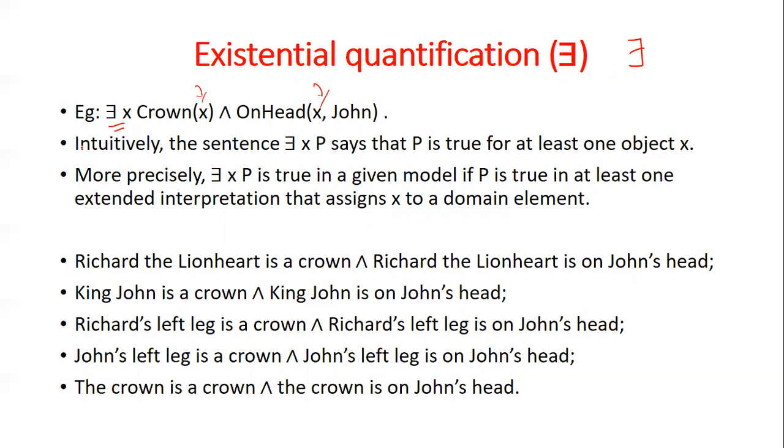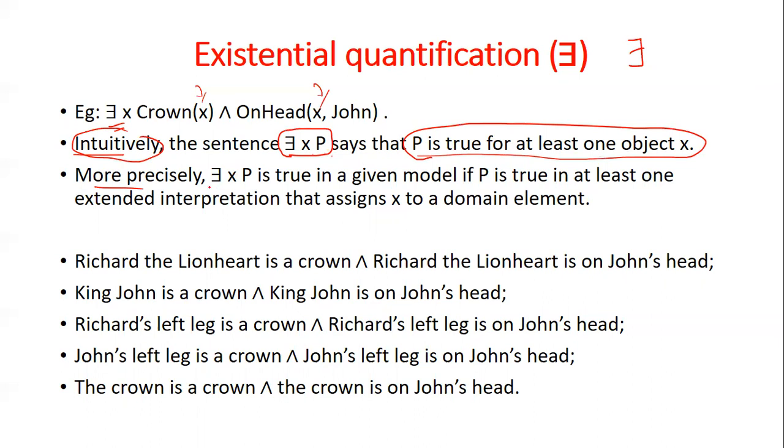Again, let us see intuitively what it means. Intuitively, there exists x, p means that there exists some x, at least one x, for which p is true. So it says that p is true for at least one object x.